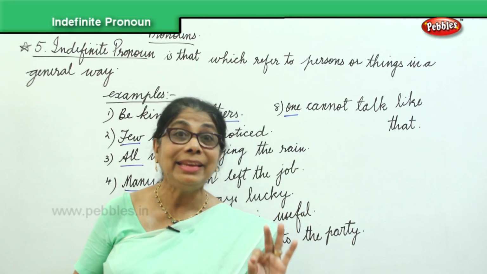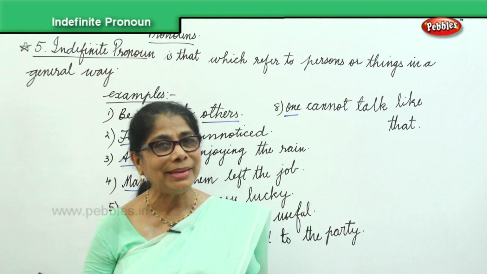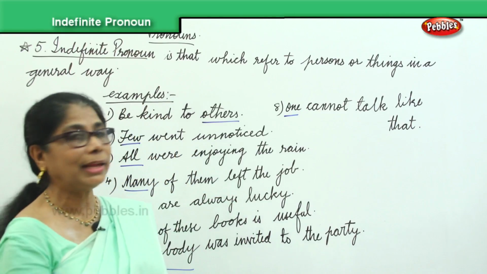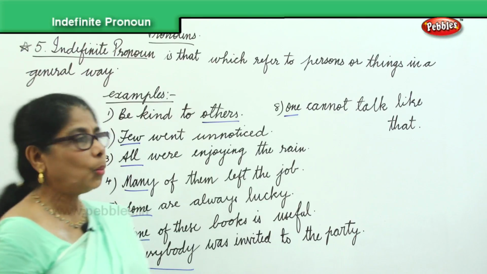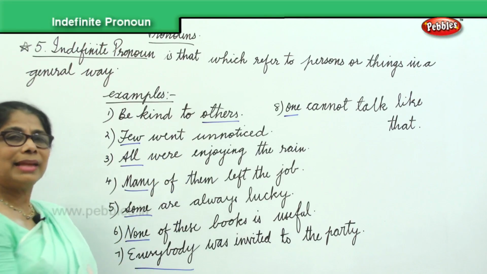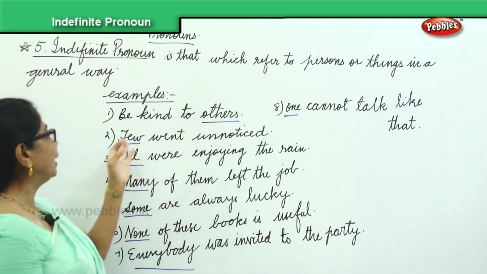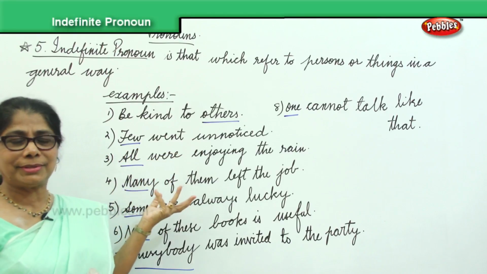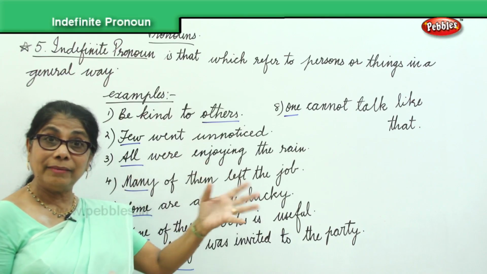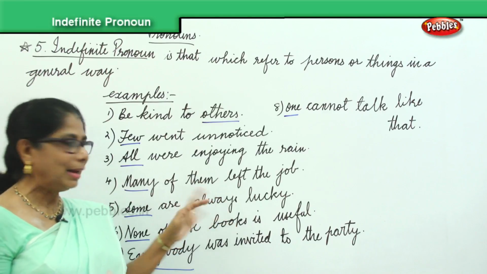So, the indefinite pronoun is very easy to remember because we are not specifying, we are not pinpointing anyone. We can talk in general. One cannot talk like that. Or we can say one cannot behave like that. One cannot come late to class. We don't say who that is. Be kind to others. Anybody. Kind to, it can be people or animals, anything. Now, few went unnoticed. All were enjoying the rain. You can say even animals, whether animals were also enjoying, anybody. We don't say people or animals, nothing.